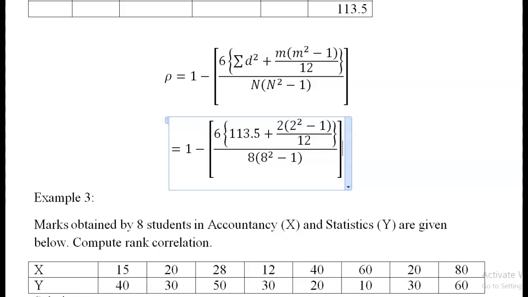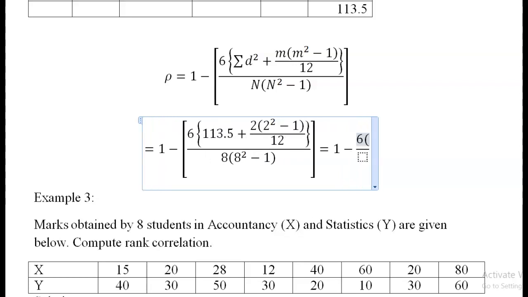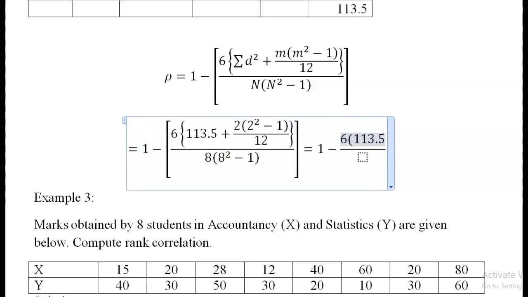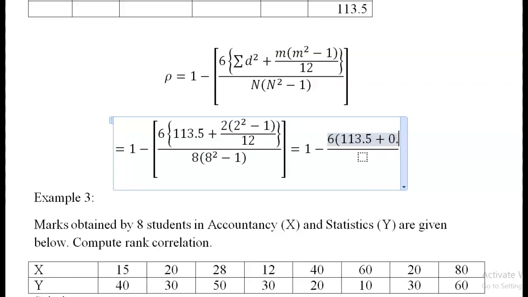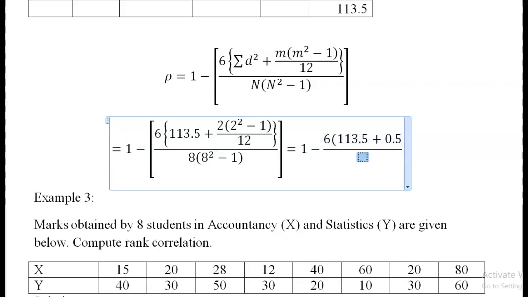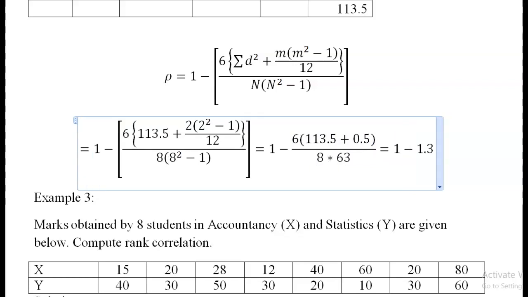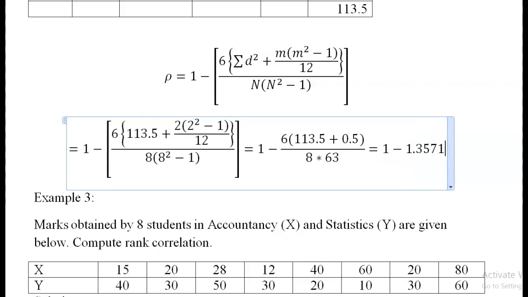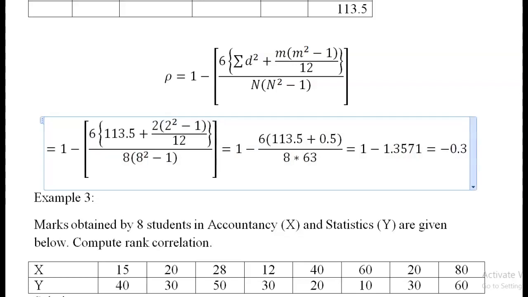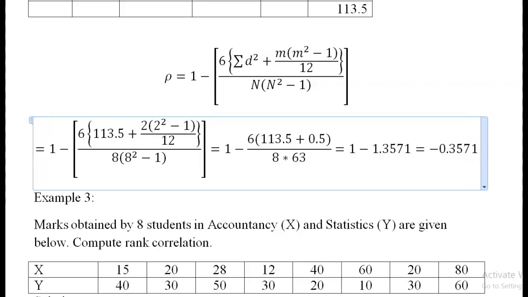Okay, which is equal to 1 minus 6 times 113.5 plus 0.5 divided by 8 times 63. Okay, so upon simplification, we will get the value as 1 minus 1.3571, which is equal to minus 0.3571. Therefore, we are getting the correlation as negative.